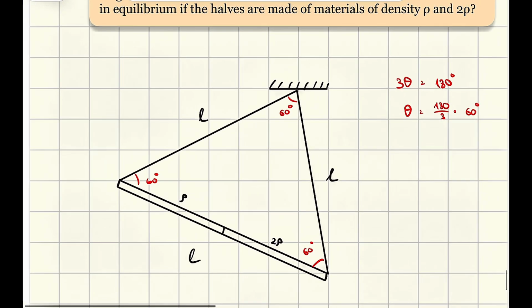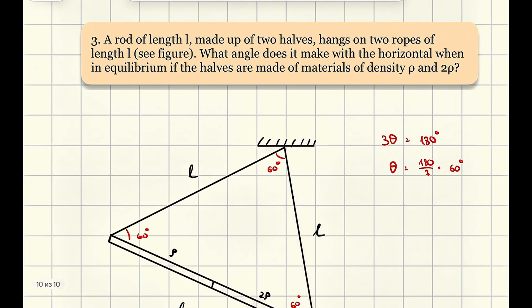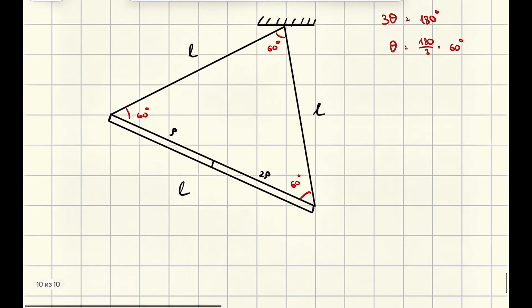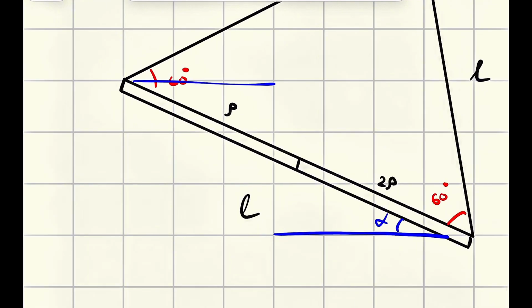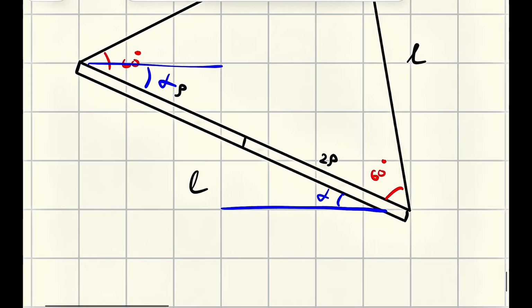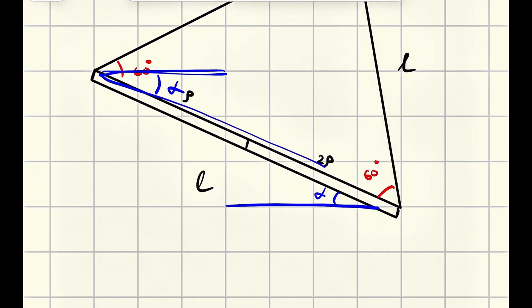What angle does it make with the horizontal when in equilibrium? So what we need to find is this angle alpha, right? Of course, we can apply here the law of z, which we have talked about, and this thing is z, as you can see. If this angle is alpha, this angle is alpha as well. We know that from geometry. We don't have to prove it and waste our time.